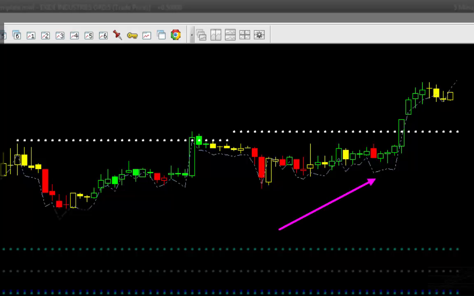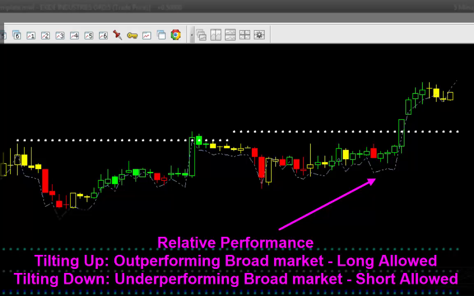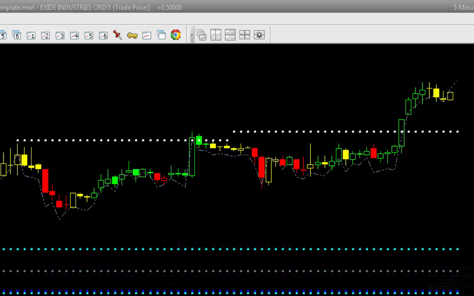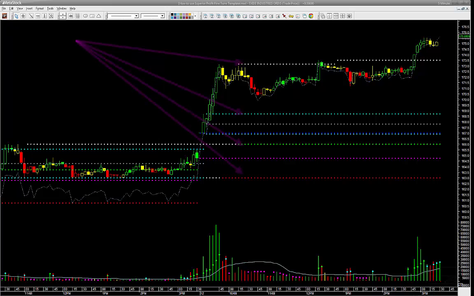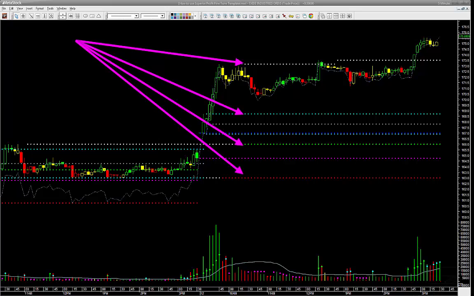The dotted line superimposed with candle is relative performance. It tilts upward if the stock is outperforming broad market and tilts downward if it is underperforming broad market. We take long only if relative performance tilts up and take short only when relative performance tilts down. There are also several price level lines in Fine-Tune. Broadly, they are divided into daily range and hourly range lines. Let us look at them one by one.